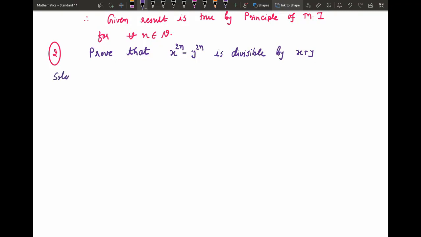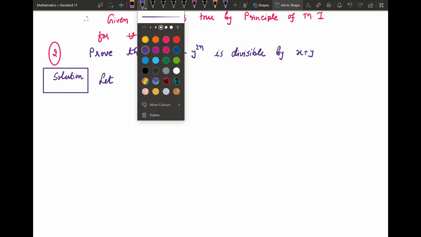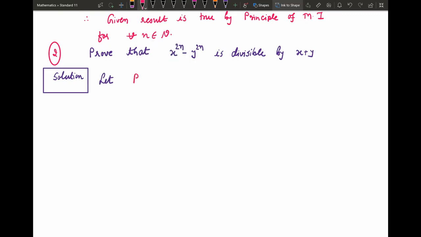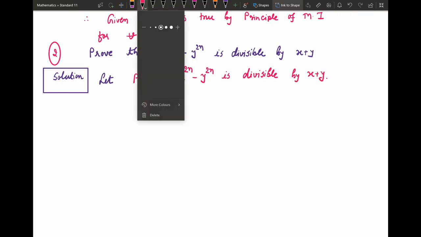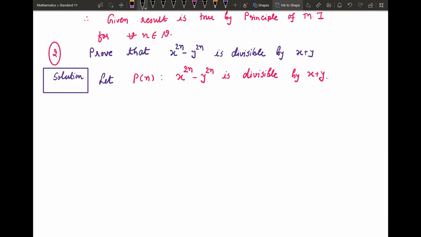Solution. So as usual, first we denote given statement by p of n. So let p of n, where x raised to 2n minus y raised to 2n is divisible by x plus y. So first we prove result for n equal to 1.